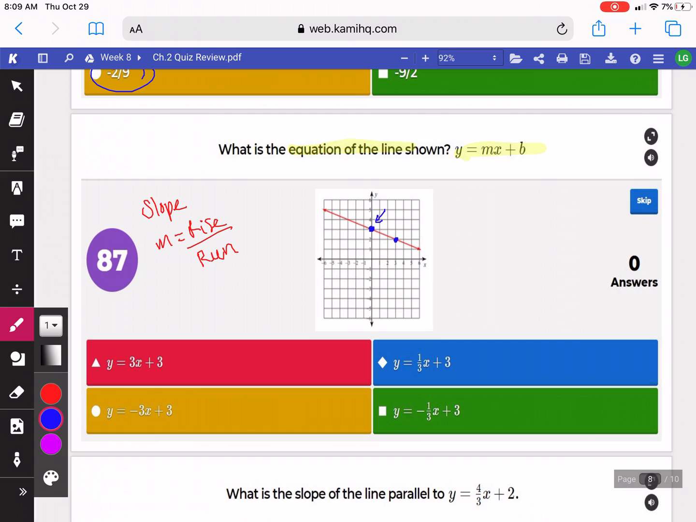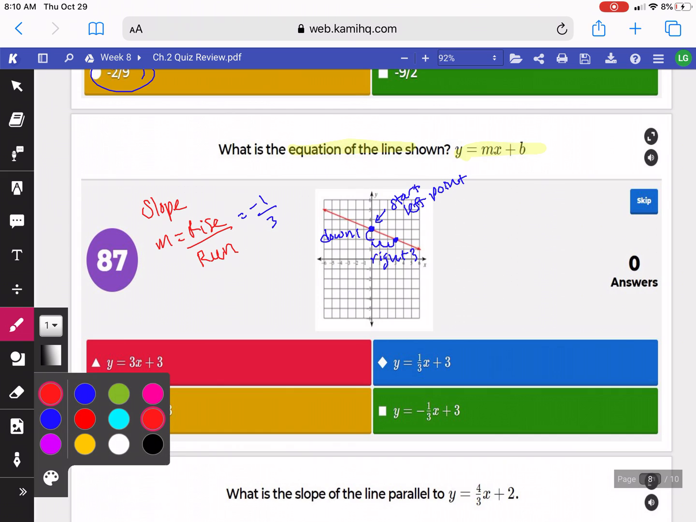Remember, you always want to start at your left point and check first if it's going up or down. So to get to the next point, it's actually going to go down 1. So our rise is -1, and then it goes right 3. That's our run. So our slope is -1/3.